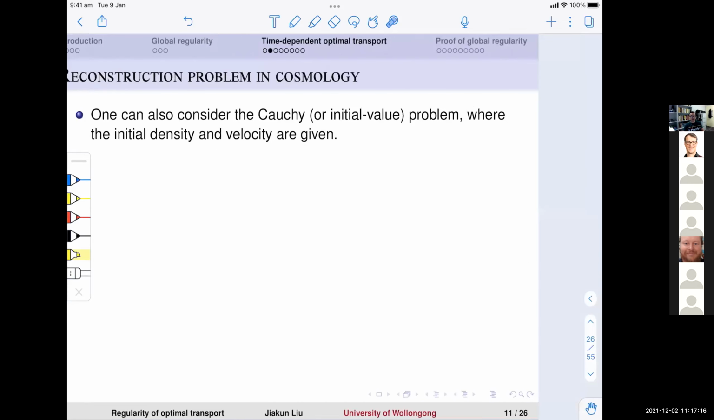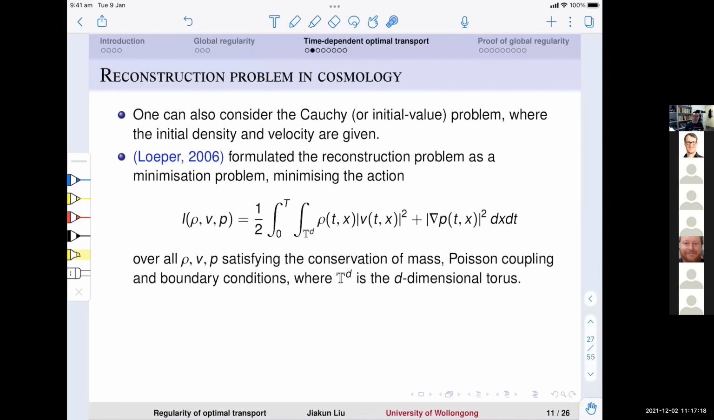Okay, so we minimize this functional over all rho, v, and p which satisfy equation 1, so that's the measure preserving, and equation 3, that's the Poisson equation as well. But in Gregoire's paper, he only considered the torus case. So it's not global, because he didn't want to discuss the boundary conditions. So he assumed the universe is actually periodic.